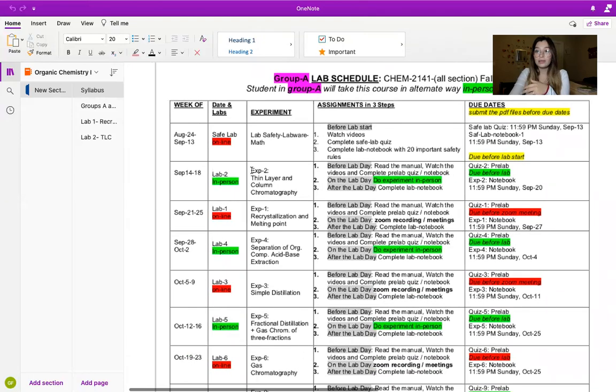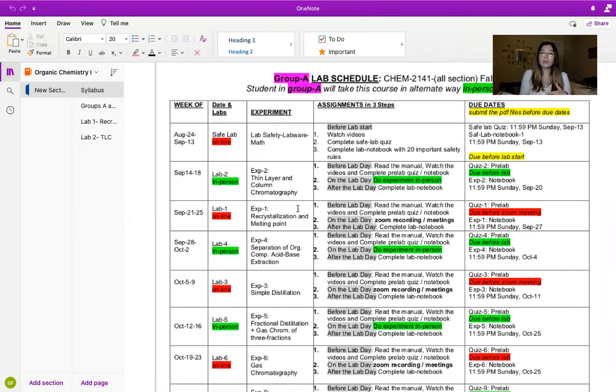So for this upcoming week, the 14th and 18th, Group A is going to be the first to come in person, and you guys are going to be working on the TLC experiment. So your whole notebook is going to be about the TLC experiment. Before you get to lab, your pre-lab has to be done for TLC. Now, meanwhile, Group B is going to be working online, and you guys are basically going to be doing recrystallization.